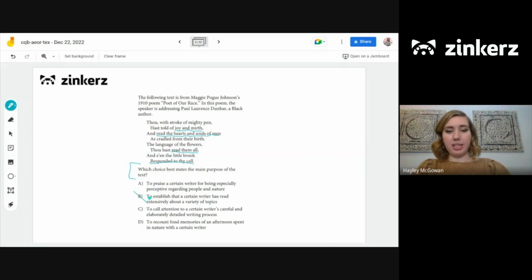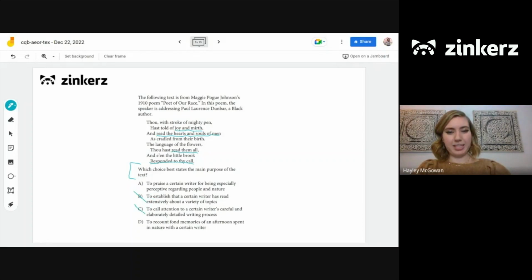Then we have C, to call attention to a certain writer's careful and elaborately detailed writing process. So for this one, we are kind of talking about his writing process and how he's able to accomplish these things through his writing. But it's not really talking about how careful it is or how elaborately detailed it is. So for that reason, C is not the best choice.